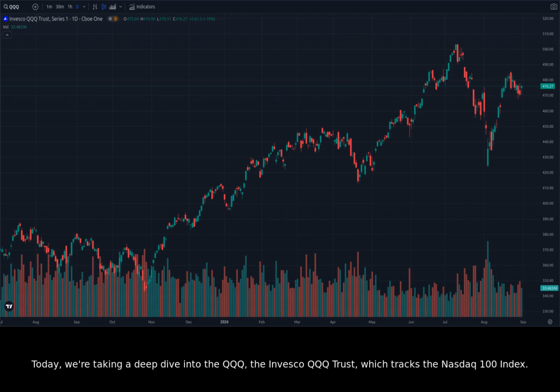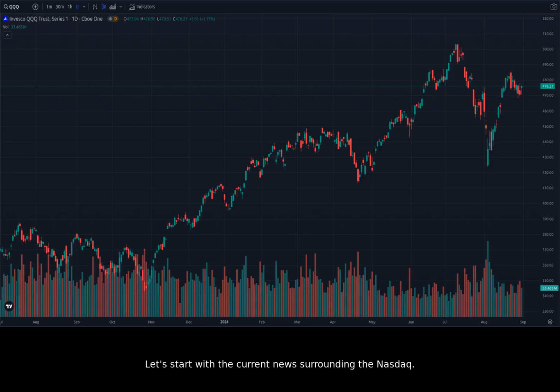Market. Today, we're taking a deep dive into the QQQ, the Invesco QQQ Trust, which tracks the Nasdaq 100 index. This index is heavily weighted towards technology stocks, so keeping an eye on the tech sector's news is crucial. Let's start with the current news surrounding the Nasdaq.